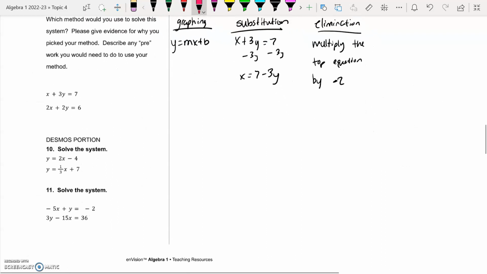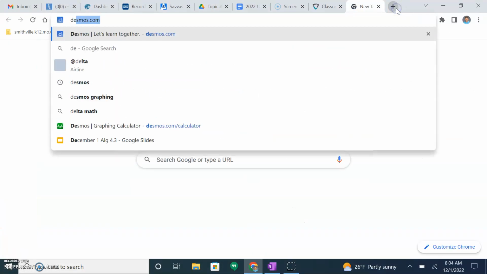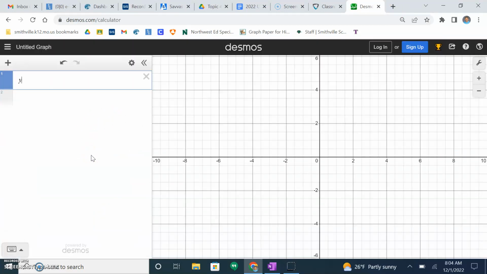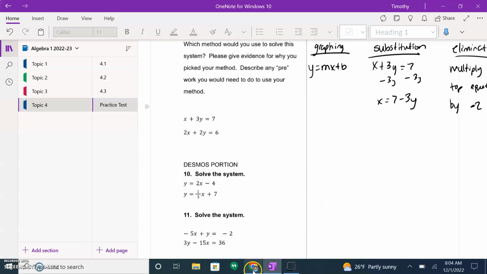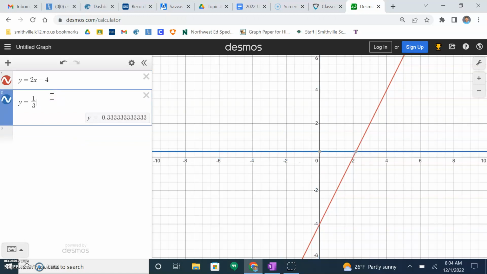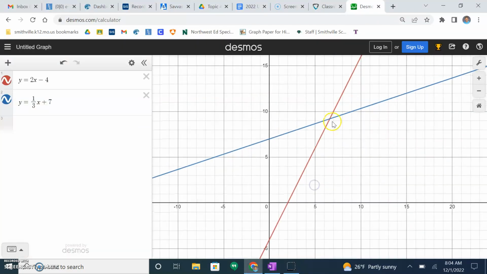The Desmos portion, number 10, we're just going to graph on Desmos. So if I go to Desmos, I type those in. So the first one was y equals 2x minus 4. The second one was y equals 1/3 x plus 7, I believe. So now I just got to figure out where they intersect at.